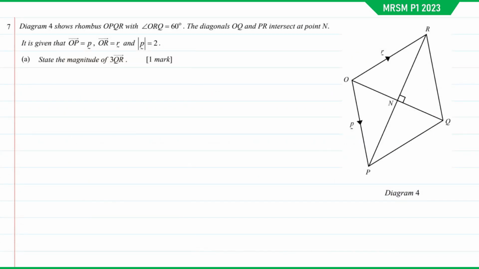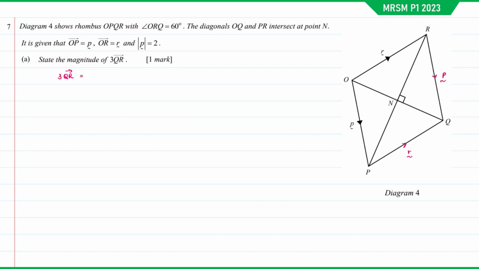Question number 7. Diagram 4 shows rhombus OPQR with angle ORQ equal to 60 degree. The diagonals OQ and PR intersect at point N. It's given that vector OP equal to p, vector OR equal to r, and the magnitude of vector p is equal to 2. (a) State the magnitude of 3 vector QR. In a rhombus, all sides have the same length, and the opposite sides are parallel to each other. Therefore, vector PQ will be r and vector RQ will be p.